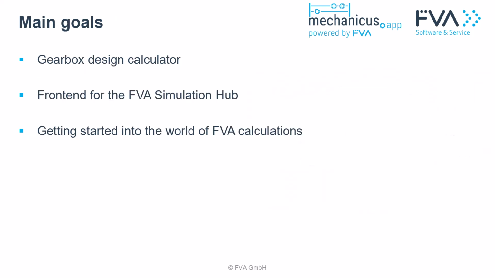To achieve this, our main goals while developing the Mechanicus are that the Mechanicus should be a gearbox design calculator and also a front end for the FVA simulation hub. For those who don't know, the FVA simulation hub is kind of like the server version of our main tool, the FVA Workbench. You can access the simulation hub via REST API and use the FVA Workbench on a dedicated server. Because it is designed as server software, you need some kind of front end, and the Mechanicus is here to provide a front end for the FVA simulation hub. And finally, the third goal of the Mechanicus is providing a way of getting started into the world of FVA calculations.